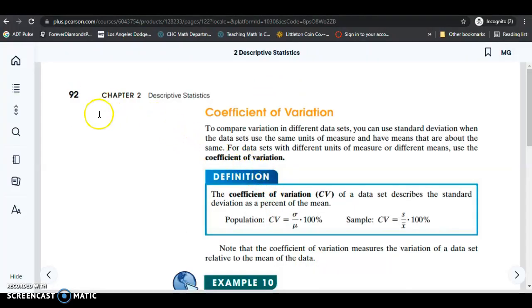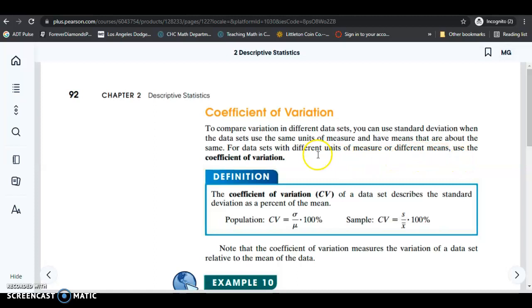Before we attempt this question, let's go to the book. At the top of page 92 in section 2.4, it describes what the coefficient of variation is, and then tells you how to calculate it. To compare variation in different data sets, you can use the standard deviation when the data sets have the same units of measure and have means that are about the same. Obviously, that's not always going to be the case. The data sets you deal with are not going to have the same units of measurement, and they're not going to have the same means.